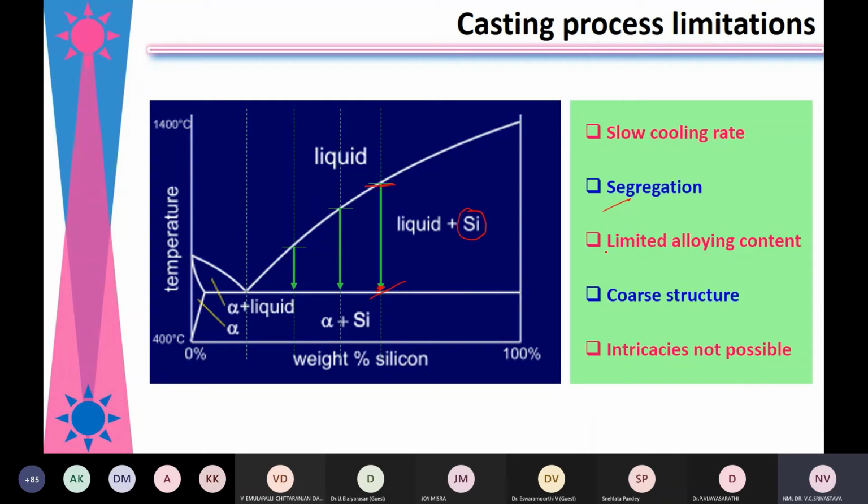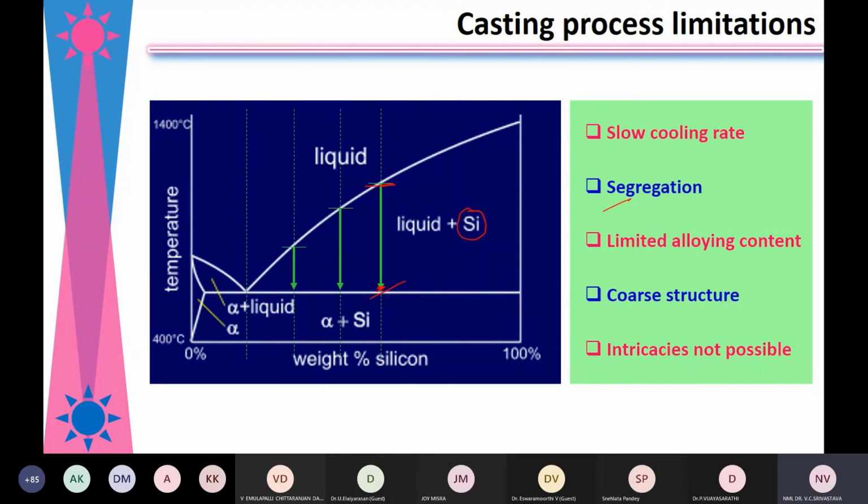There are segregations, so the alloying content is limited. You cannot go to high silicon content; you have to stay somewhere here. Then you get a coarse structure, and intricacy is not possible in the casting process.